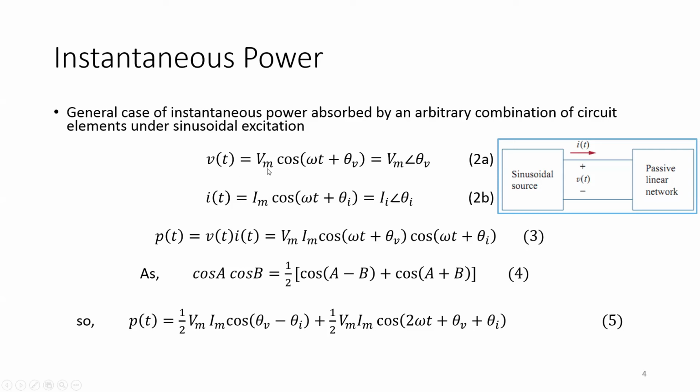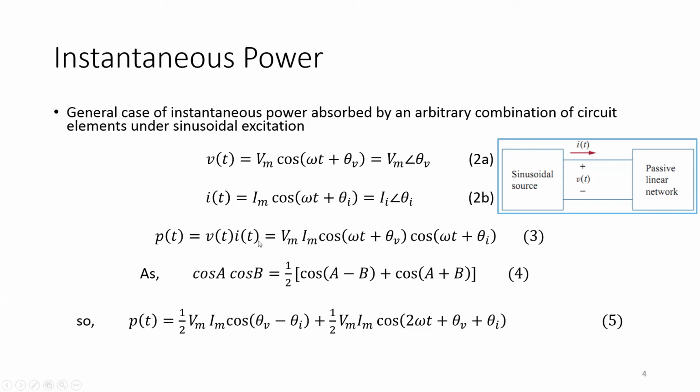The instantaneous voltage is given by Vm cos(omega t plus theta v), and in phasor form we can write it as the amplitude and phase angle. Similarly, i of t is Im cos(omega t plus theta i), and in phasor terms it can be written as I angle theta i.